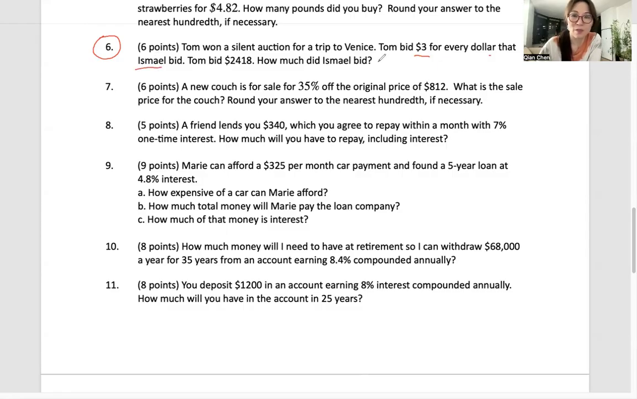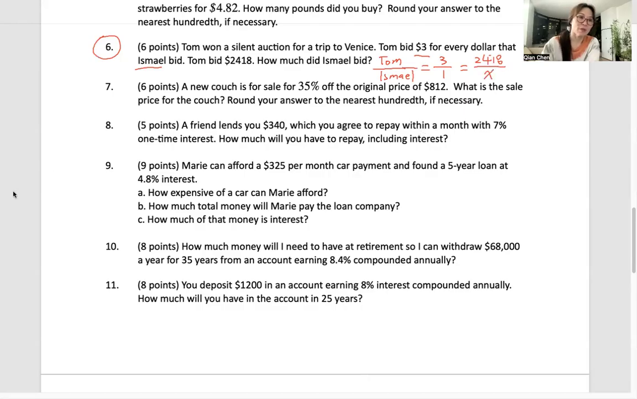So let's see. We're given a rate. The rate is Tom over Ishmael. This is important, the logic there is important. So $3 for Tom, every dollar, which means $1 for Ishmael. So we have this rate, 3 to 1. Now, Tom on top, right? Bid of $2,418. So how much did Ishmael bid?